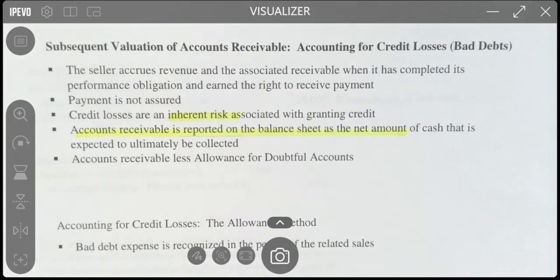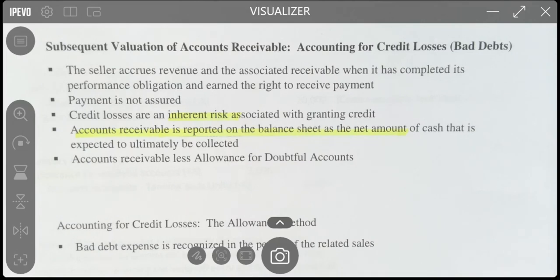Okay, let's talk about the subsequent valuation of accounts receivable, that is, accounting for ultimate credit losses or what we call bad debts. Recall that the seller accrues revenue and the associated account receivable when it has completed its performance obligation and earned the right to receive payment. We learned that in our revenue recognition studies.